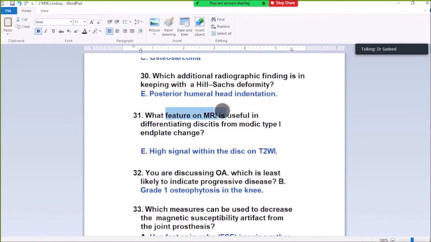31. Which feature on MRI is useful in differentiating discitis from Modic type 1 endplate changes? High signal within the disc on T2W helps differentiate discitis from Modic type 1 endplate changes. Modic type 1 is the fluid-like signal, so T1 low, T2 high.